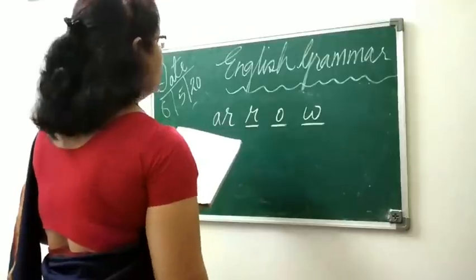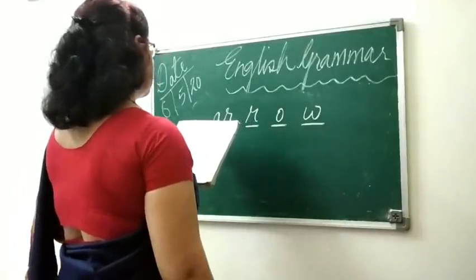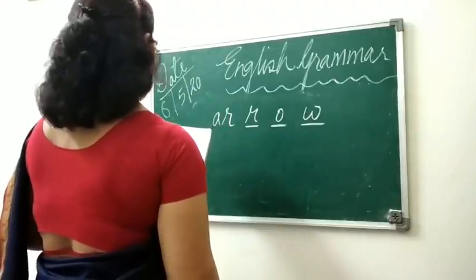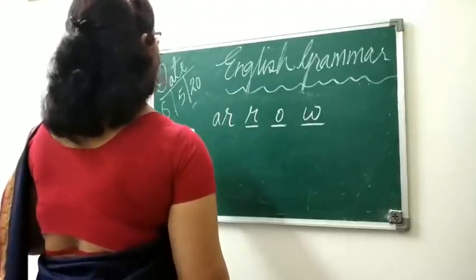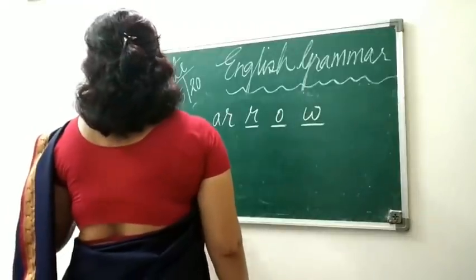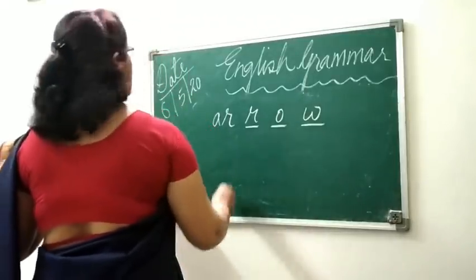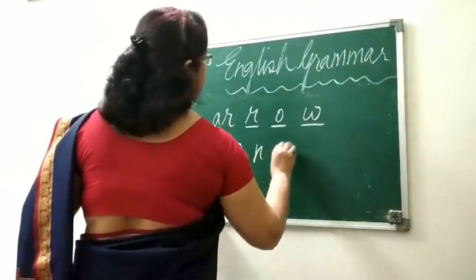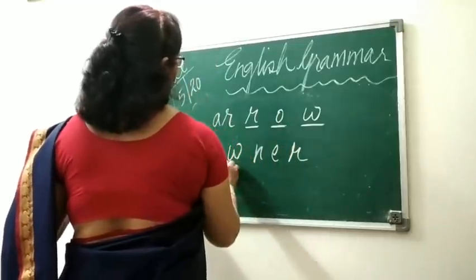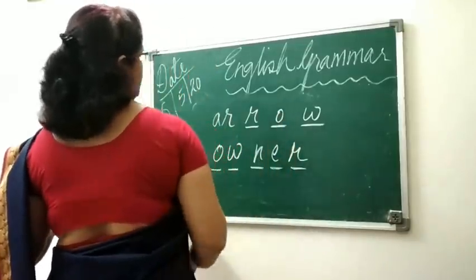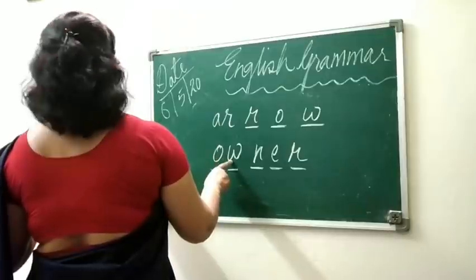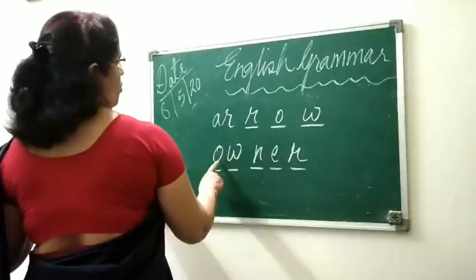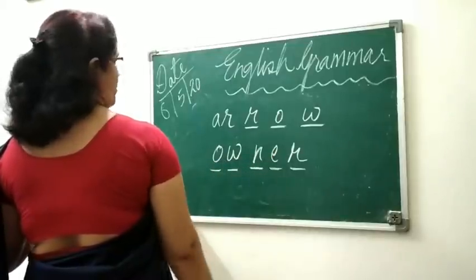Arrow. Now in arrow, last two letters are O W. Now you have to make your own word with O W. So let's make a new word with O W. It is O W N E R. Owner. Okay. Then O W are the first two letters. So you have to make a new word with the first two letters. O W N E R.